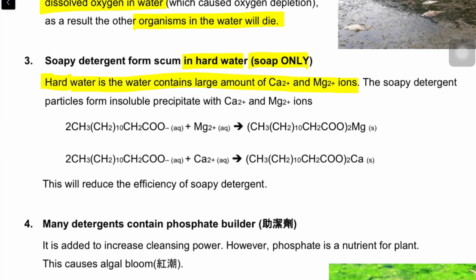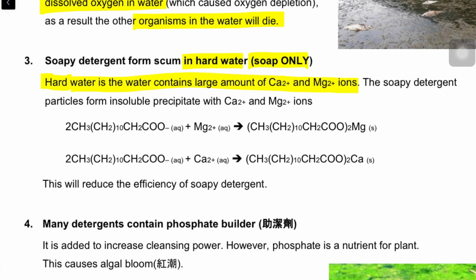There are two typical examples for the hard water. The first one, as I mentioned, is the sea water. You cannot use the soap in the sea. The second one is mineral water. The water contains many minerals. For example, in many countries, they will consume mineral water.